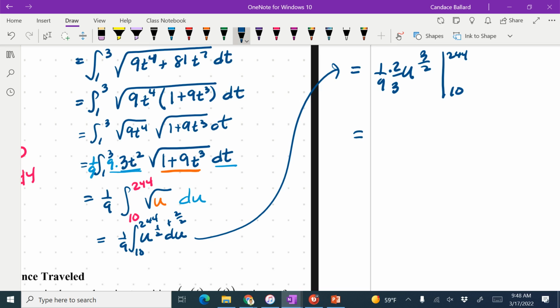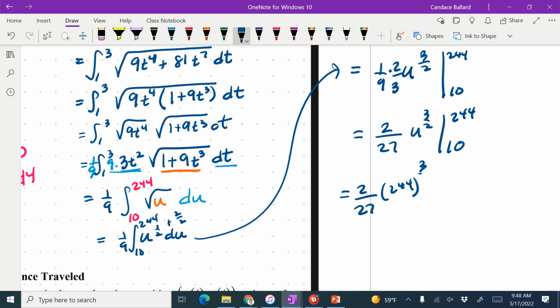And this is just pretty much pure ugliness. It's not going to be a pretty answer, and that's okay. It looks like if I simplified a little bit, I could get 2 over 27 u to the 3/2 from 10 to 244. And remember, because it's definite and I changed my bounds, I do not have to substitute the u back in. It's a shortcut. So at this point, to get a numeric answer, all I'm going to do is plug in the 244 and the 10. So 2 over 27, 244 to the 3/2 minus 2 over 27, 10 to the 3/2.